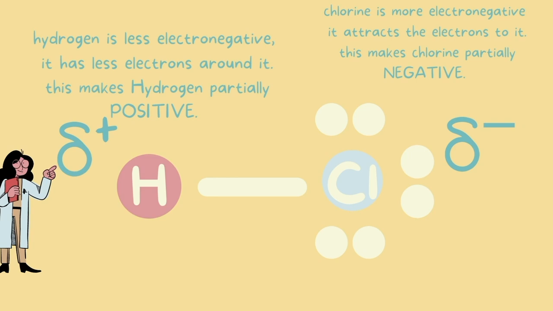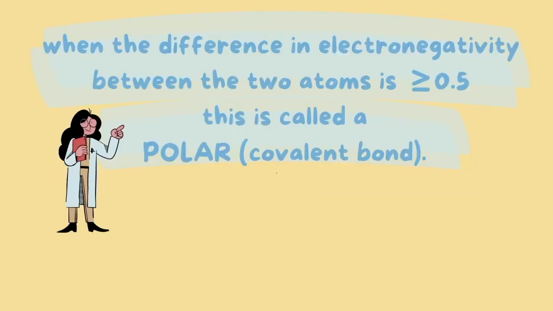Let these delta signs be a reminder that these atoms are not ionic. They are not fully positive or negative. They are just slightly positive and slightly negative. Remember, delta means slightly. When the difference in electronegativity between two atoms is equal to or more than 0.5, this is called a polar covalent bond.